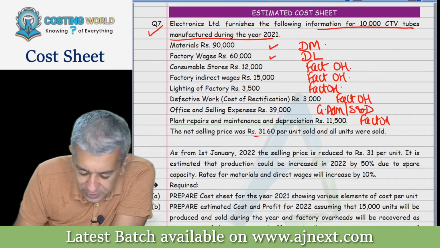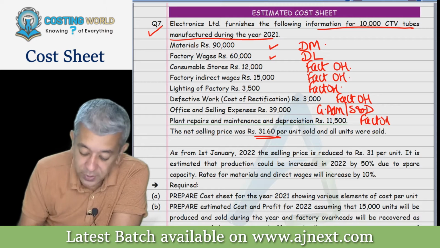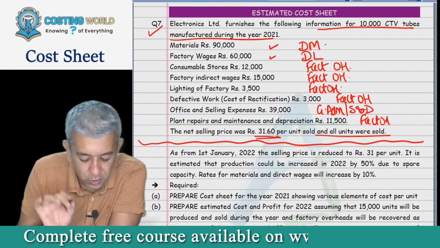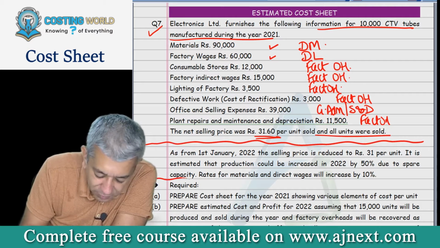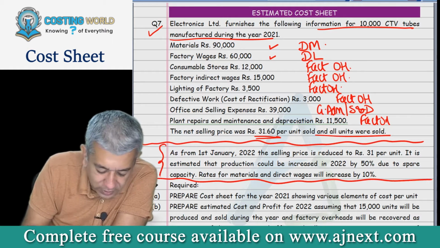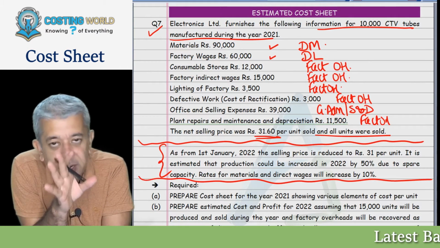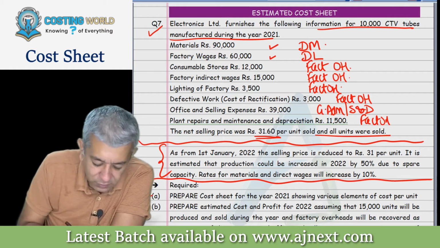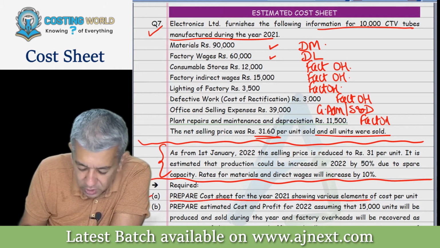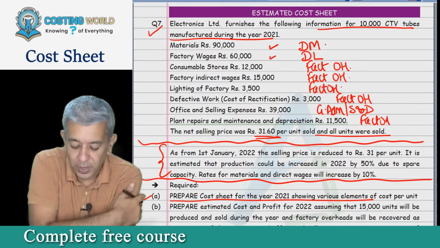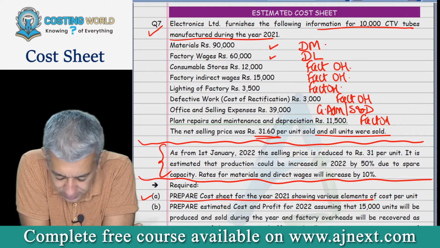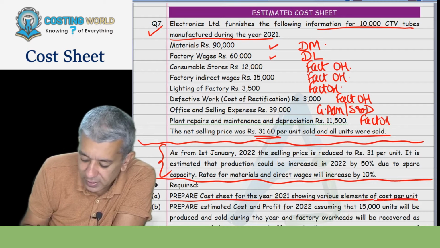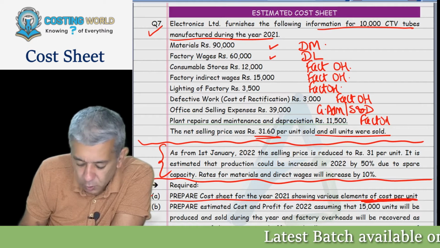The net selling price was 31.6 per unit and all the units were sold. Now this is one part of the question. The other part for which I'm doing this particular question is over here, but that I'll read after some time. I'm trying to solve part A of the question. Prepare cost sheet for the year 2021 showing various elements of cost per unit. Therefore, they want per unit cost also.